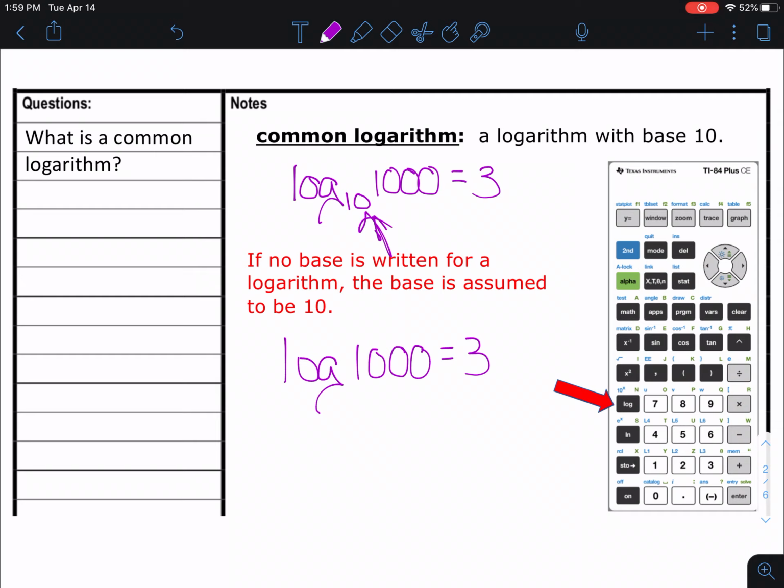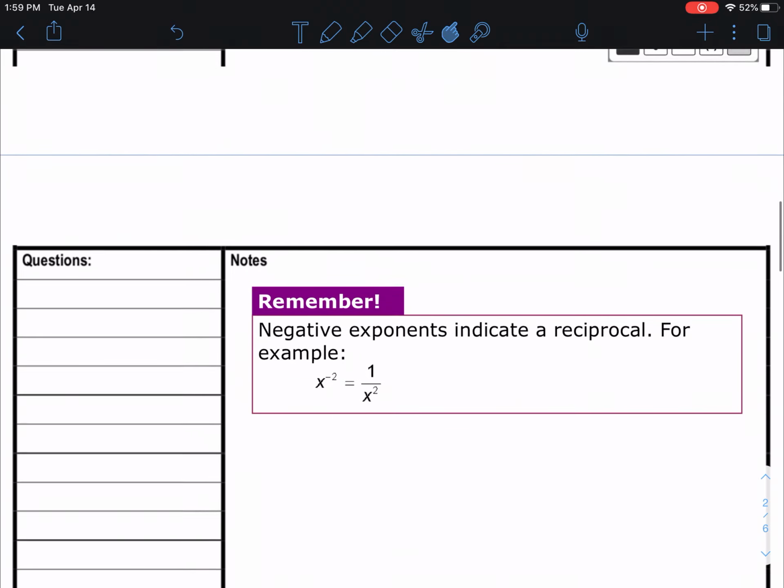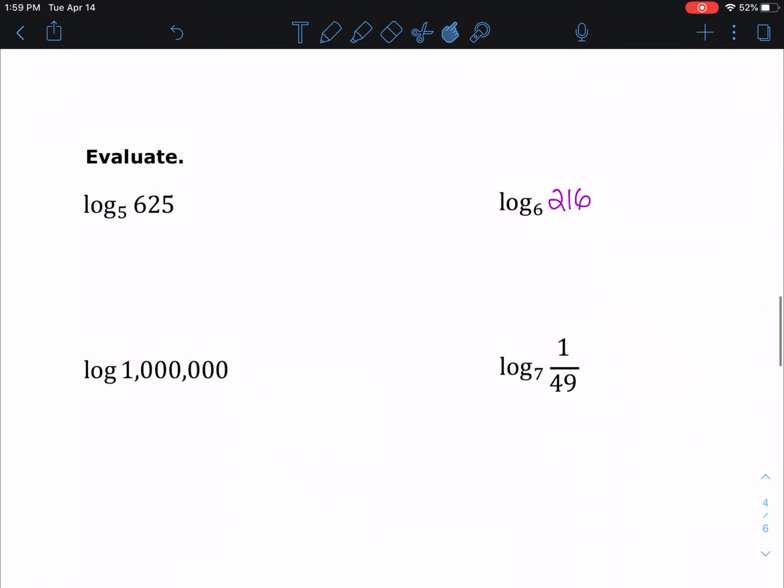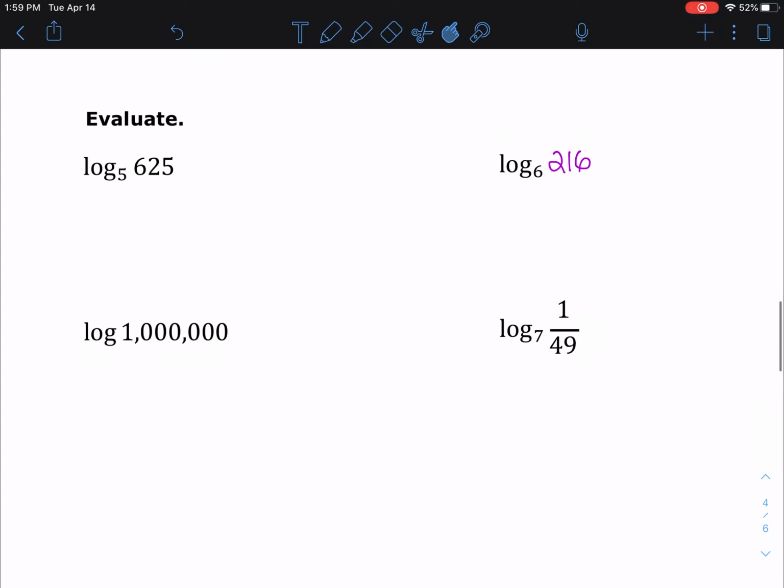So this up here is usually written like this, and you'll notice no 10 right there. So this is more the way that we would usually write that. And again, that's called a common logarithm. So if you don't see a base, think it's 10. Okay, and that's your calculator button as well. Okay, so a quick reminder about negative exponents that you saw in the previous lesson as well. Okay, so I want to evaluate some things and just get us used to our thinking.